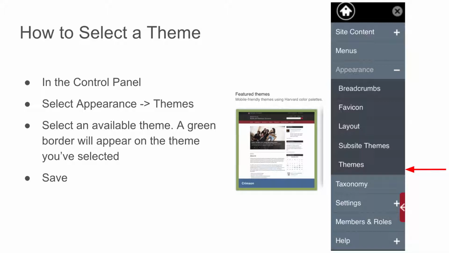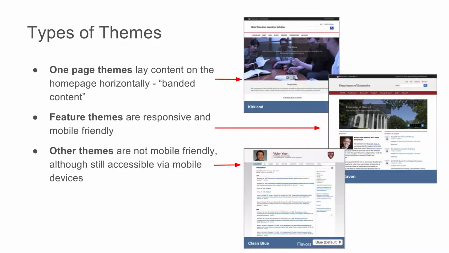To select a theme is pretty straightforward. You go to the control panel. Under Appearance, Themes, you'll see all of our themes laid out for you there. You select a theme and you get that little green border giving you some feedback that that's the one you've selected. And you can just hit Save at the bottom, and then you should be good. You can click the Home button and see the different effect that your theme has on your home page and your other pages. It doesn't affect your content, so you can change your theme later on.